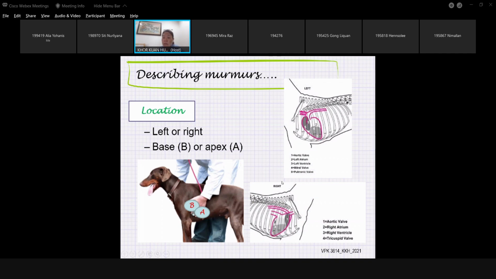So what are you going to get on the right side? You're going to get your tricuspid valve, and often the tricuspid valve will be at the apex. Sometimes you can get your aortic valve here at the base on the right side. But you just have to always remember, if you want to auscultate the tricuspid valve, go to the right side of the chest.